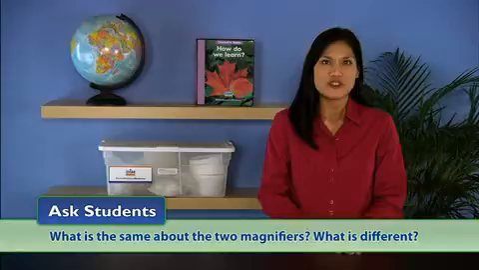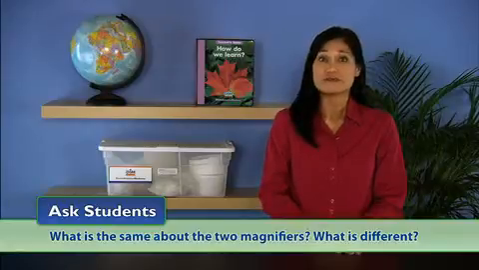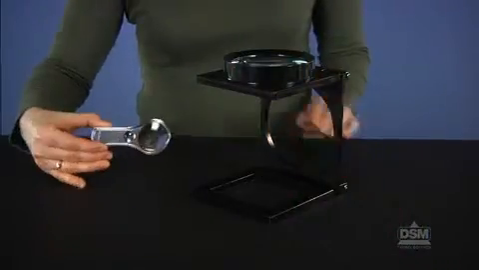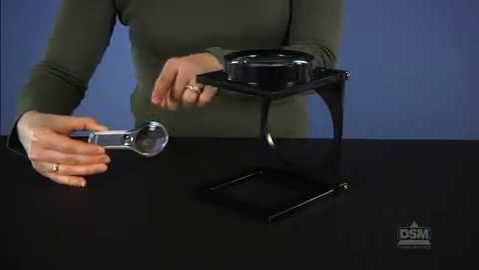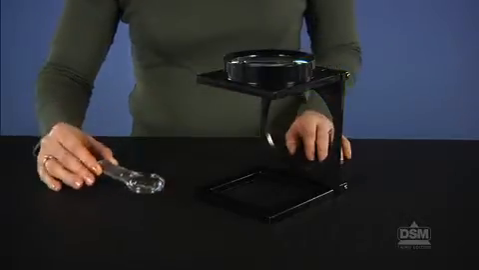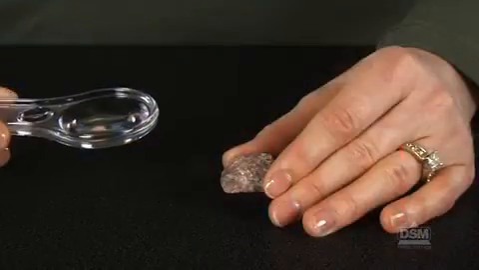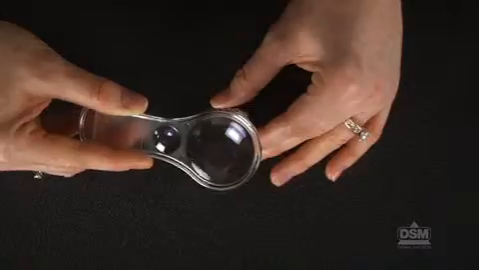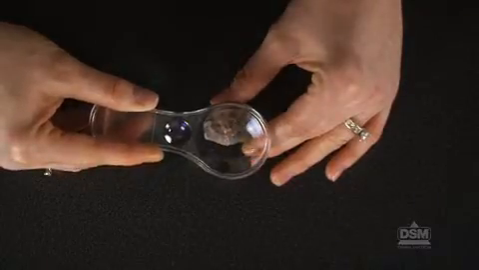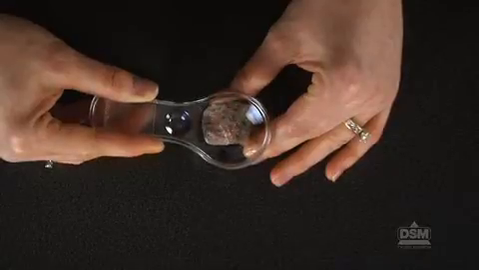Give each student a magnifier and explain that it is a smaller version of the magnifier on the stand. Ask students, what is the same about the 2 magnifiers? What is different? Students will notice that both magnifiers have clear pieces of glass or plastic, called lenses, to look through. However, the smaller magnifier has handles and can be easily moved around, whereas the large one stays in one place. Show students how to use the magnifier on an object, in this case, a rock, by slowly moving the lens towards or away from the object until it comes into focus.